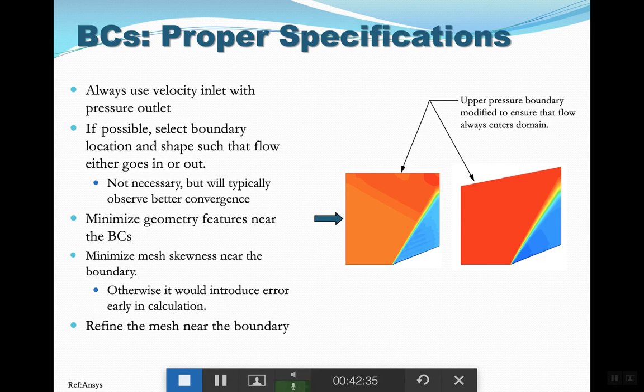Okay, and you can imagine there are cases between these two, from the ideal case to the worst case scenario. But as a rule of thumb, please always try to have your velocity vector perpendicular to your boundary condition at the inlet.